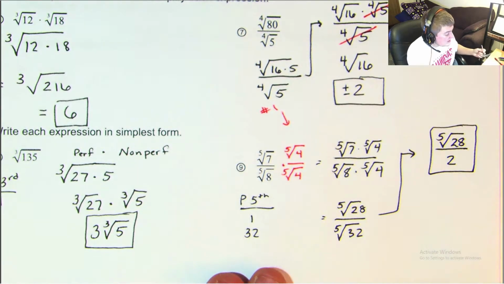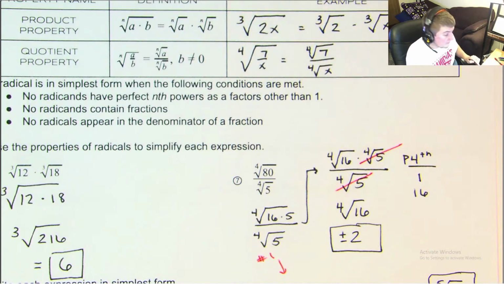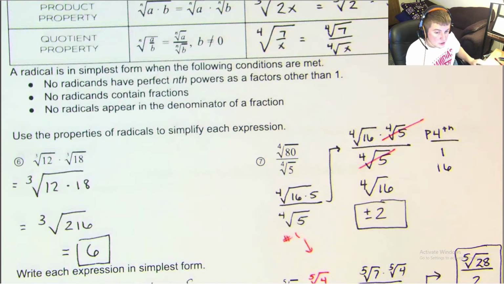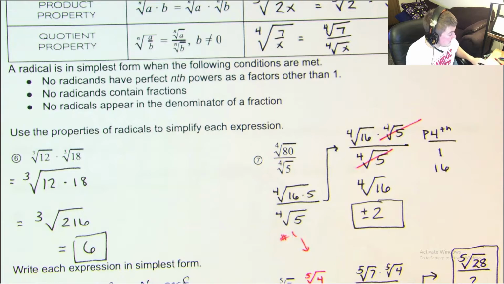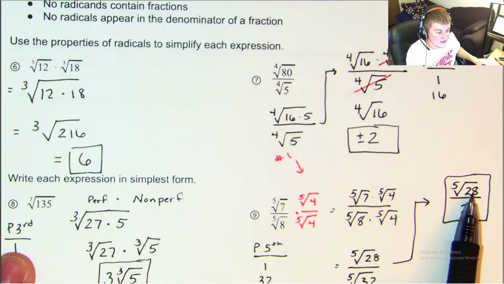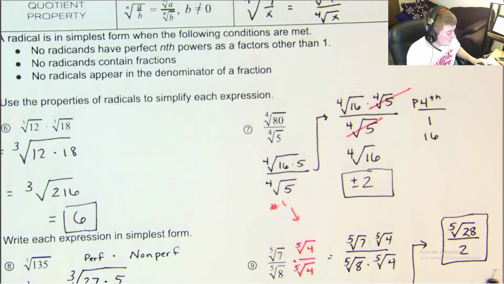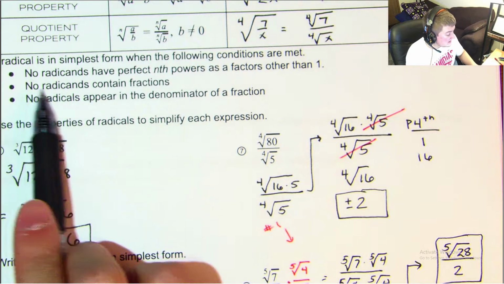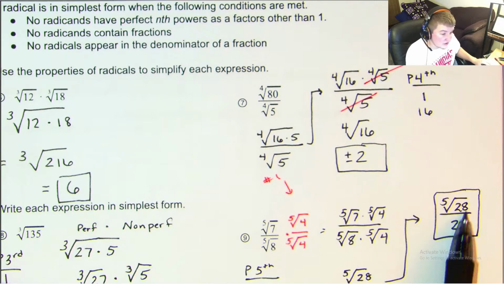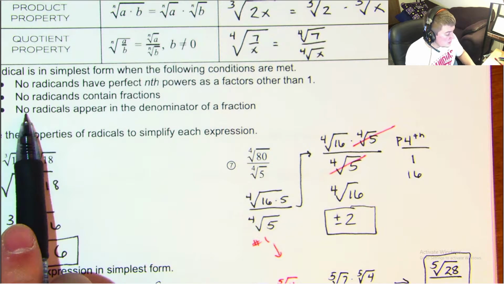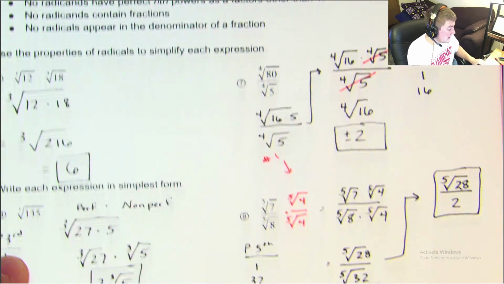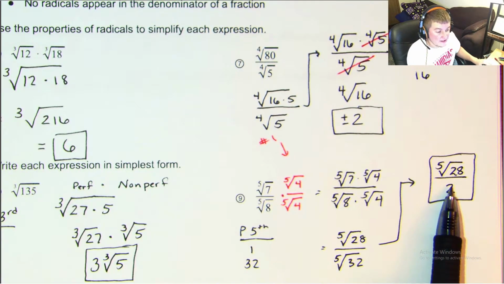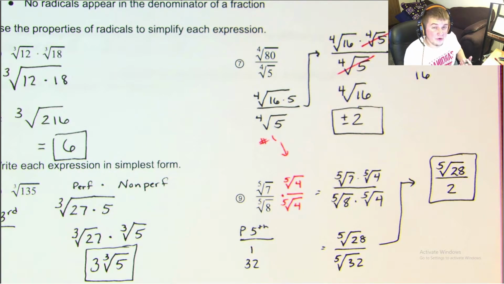This is considered simplified because no radicand has a perfect nth power, so 28 doesn't have any perfect fifth powers that are divisible into it. It contains no fraction inside of the radical symbol, and no radical symbol appears in the denominator. We have simplified it so that there's just a whole number in the denominator.